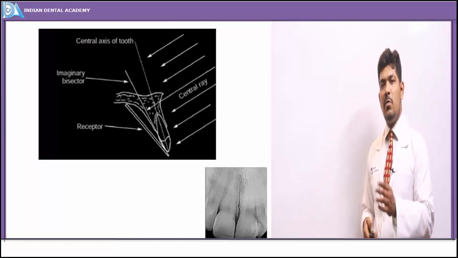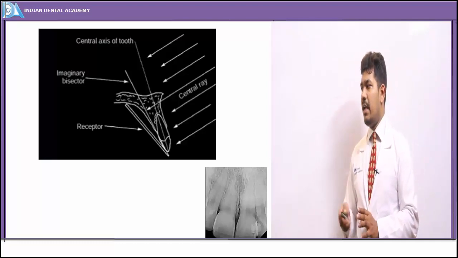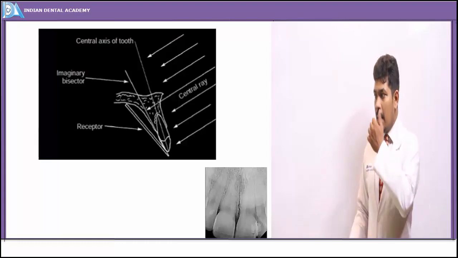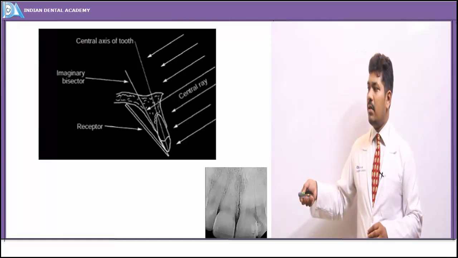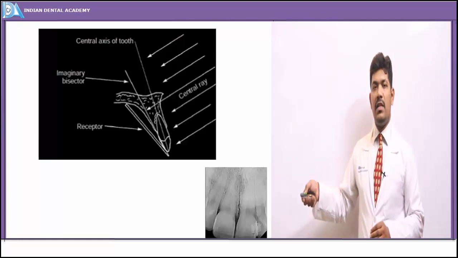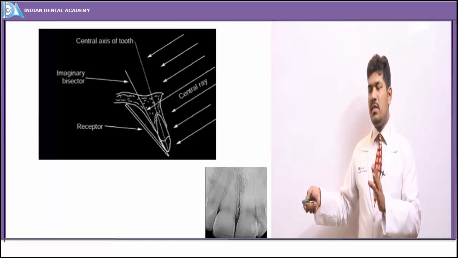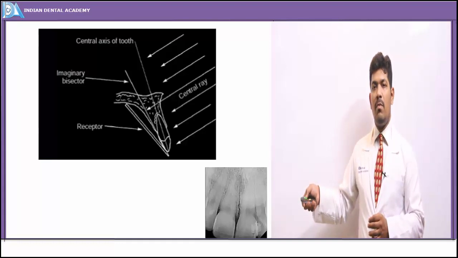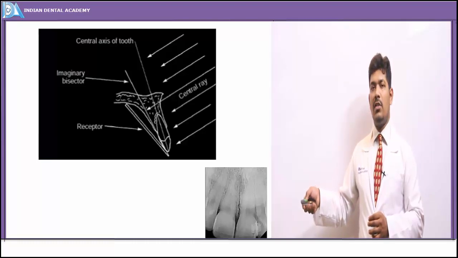Now the central X-ray beam which we project upon this area will travel perpendicularly, and the base of these two triangles is formed by the central X-ray beam. Geometrically, the base of these two triangles is formed by the central X-ray beam. The middle imaginary bisector is the common side shared by the triangle formed by the receptor and the triangle formed by the long axis of the tooth.